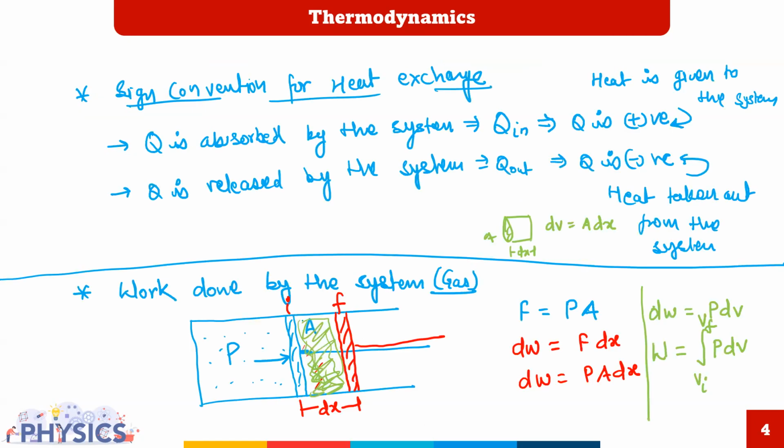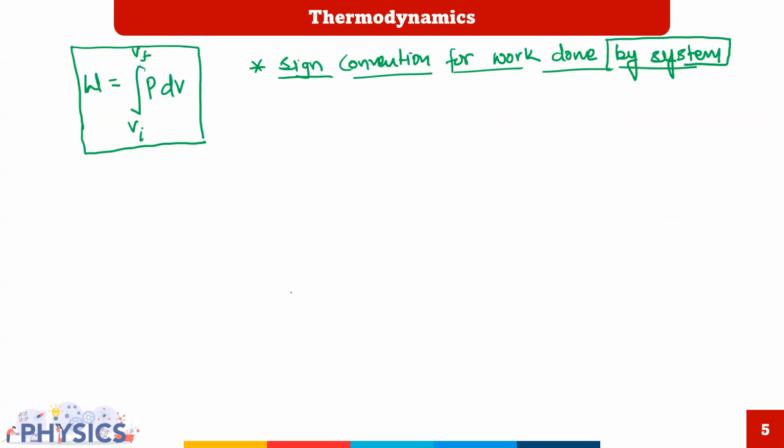If the volume of the gas is increasing, which means the piston is moving in this direction, force is in this direction, displacement is also in this direction. So if force and displacement are parallel to each other, work done is positive. So I can say if gas expands, expanding means final volume of the gas is more than initial volume of the gas, then I say work done by the gas is positive.